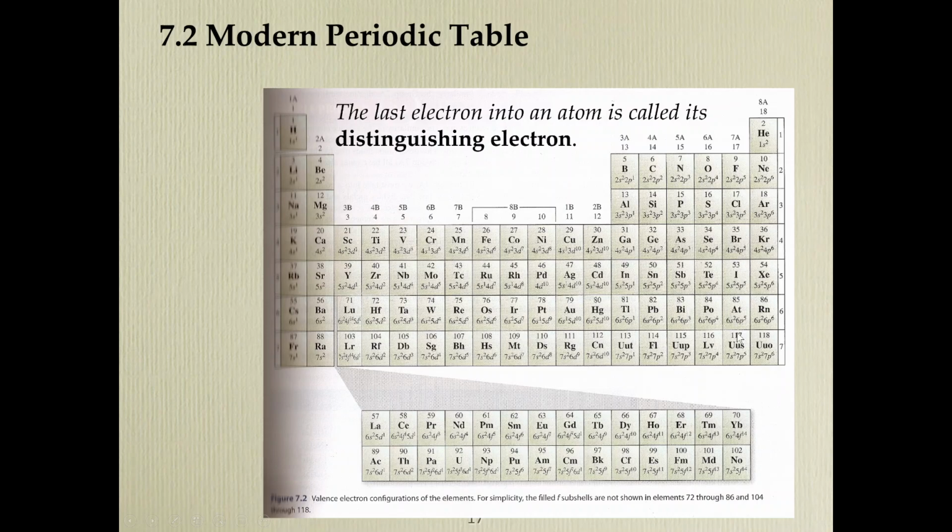This is called the distinguishing electron. There are several homework problems in which I say which element would have this distinguishing electron. So let's say 4P5. Okay, P5 is here then. P1, 2, 3, 4, 5. Did I say 4 or 5P? I think I said 5P. So we have to go to the 5th row. 2, 3, 4, 5. Bingo!